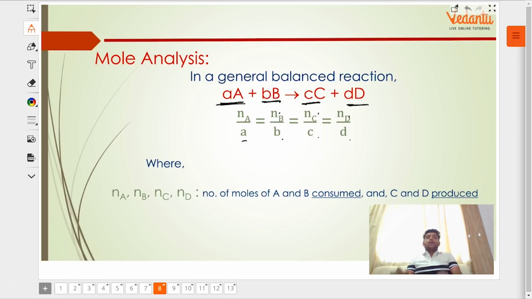ठीक है, This is called mole analysis equation. आपको balanced chemical equation मिलते ही आप ये लिख सकते हो. ठीक है, ये कहां से आया? I will tell you that in an example. But yeah, this is what you have to remember.